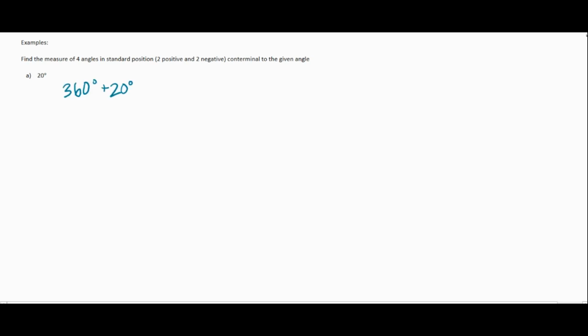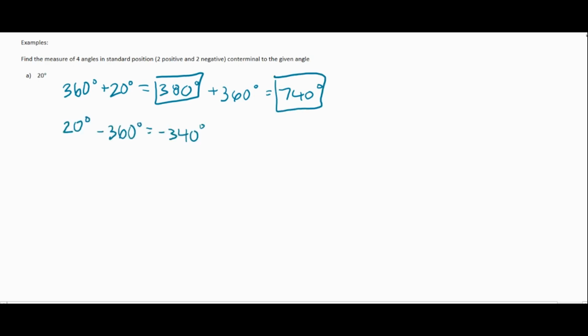In order to solve this problem, we will take 360 degrees and add it to 20 degrees, which will give us 380 degrees, which we can then again add to 360 degrees in order to get 740 degrees. Within this equation, we now have two answers traveling in the positive direction.